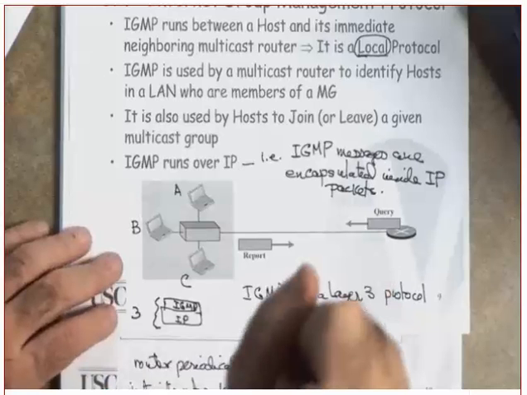The first one is called the multicast distance vector, which is an extension of the unicast distance vector protocol or algorithm. Stands for what?